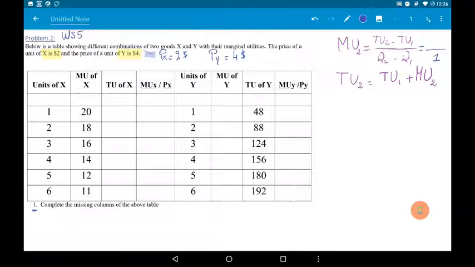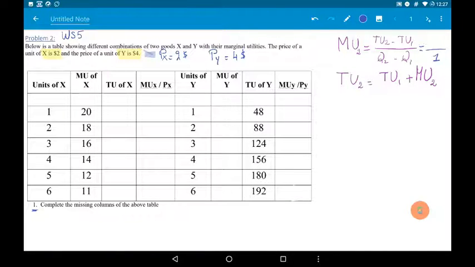So if we need to calculate TU2, also the change in the quantity is always 1. That's why we can use this rule. TU for the second quantity equals TU for the quantity just before plus the marginal utility for this quantity.